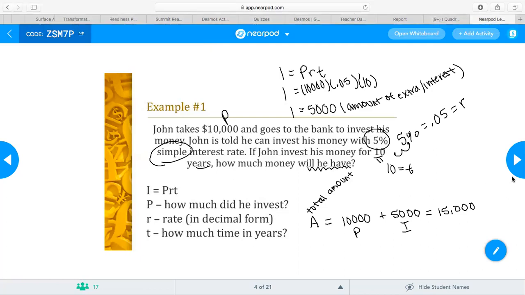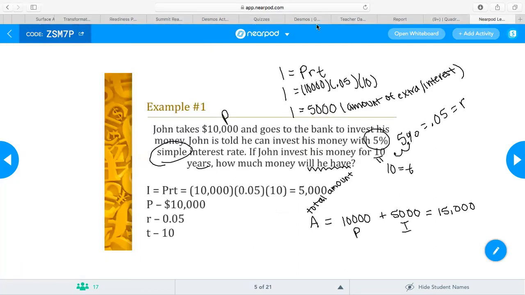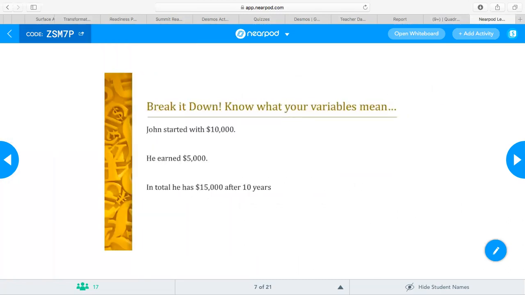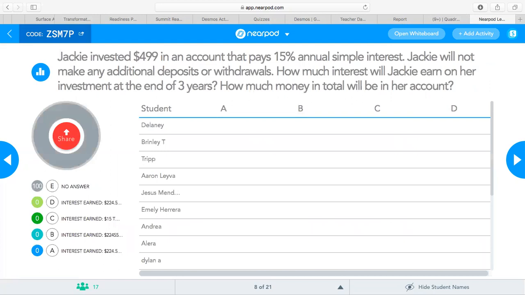Let me do another example. This is just me writing it out and breaking it down. We don't have to do the poll. Well, we're going to do the poll, but I'm just going to talk about it. So let's do it together again, so we feel comfortable.